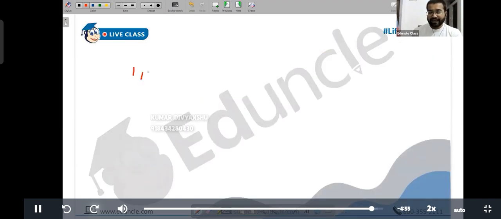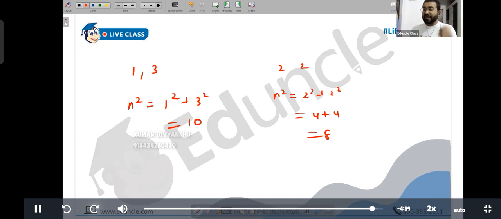Why? Because if you take 1, 3 and calculate n square, it is 1 square plus 3 square, which is 10. Energy depends on n square. But if you take 2, 2, what is n square? 2 square plus 2 square, that is 4 plus 4, which is 8. So this is how you have to decide. It becomes a bit complicated, but that's the fun of quantum. Now this will become more mathematical, and if you enjoy mathematics, you are going to have a lot of fun.